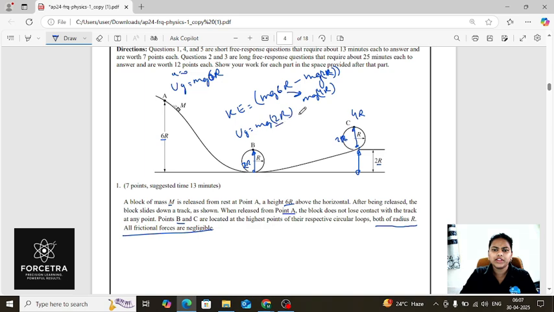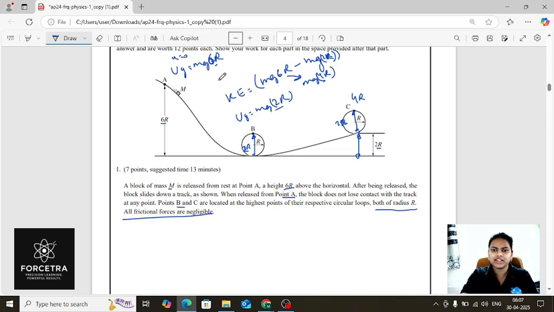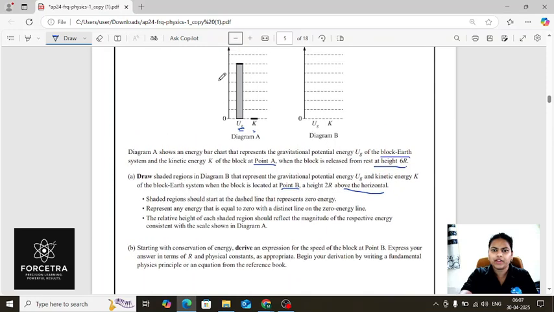So it is 2 and it is 4 and this is 6. The rest is the same. We have to count the blocks: 1, 2, 3, 4, 5 and 6. So this is 6. To draw the mgh we have to draw till 2, and the kinetic energy is 4, right? So this is for kinetic energy.